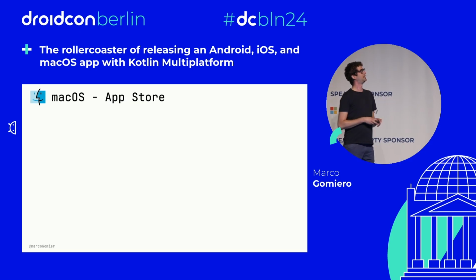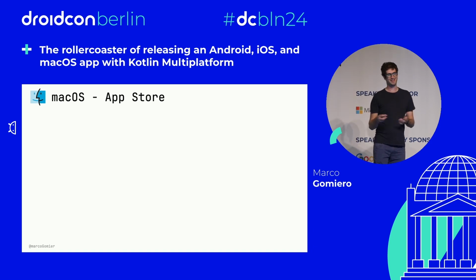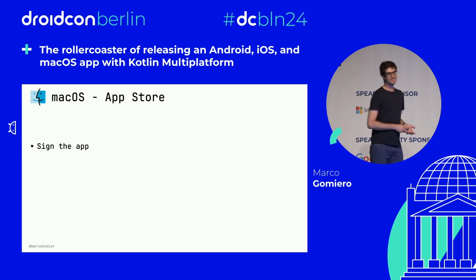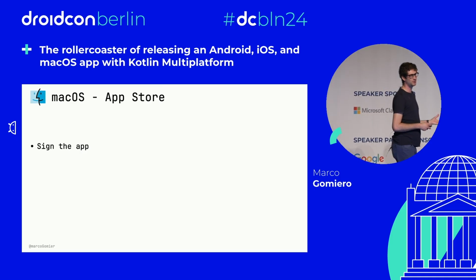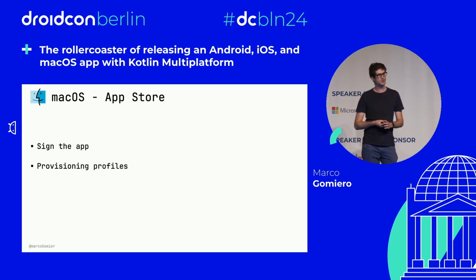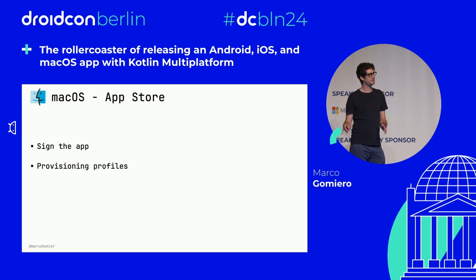Okay, now let's move to the release on the App Store, and you may already guess what you have to do as a first step, which is, again, signing the app. And like on iOS, since we are publishing on a store, we also have to do provisioning profiles for the same reason on iOS. In this case, we're gonna need two different provisioning profiles, one for the app and one for the JVM that is gonna be embedded inside your app.